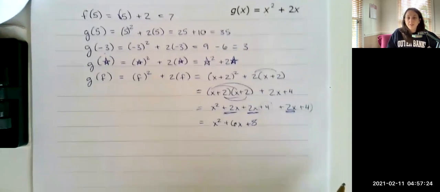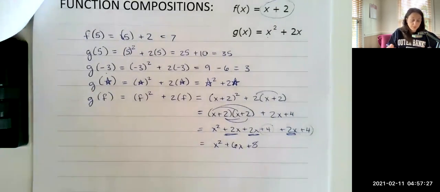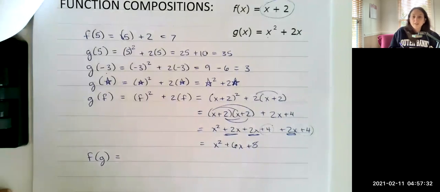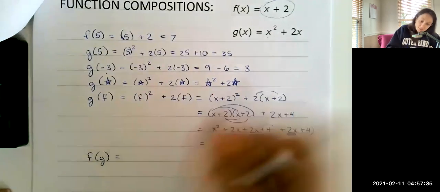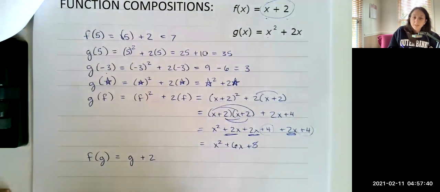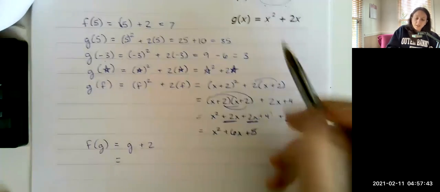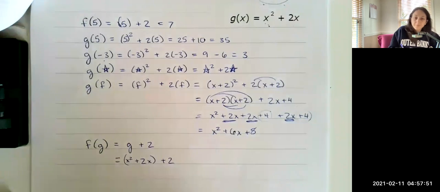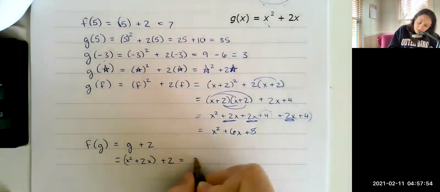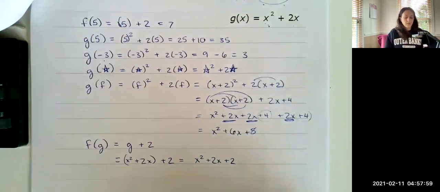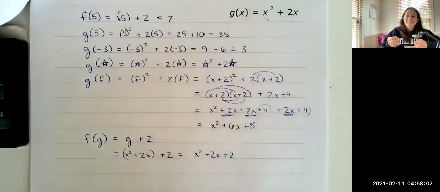Now, we're going to flip that. We're going to make it even simpler. So I'm going to go in the opposite direction. F parentheses G. So I take F, which is X plus 2, and I just write G plus 2. G is X squared plus 2X. So X squared plus 2X. There's my G plus 2. And my final composition here is X squared plus 2X plus 2. There's your composition. It's subbing one into the other.